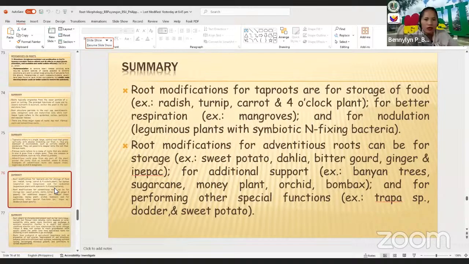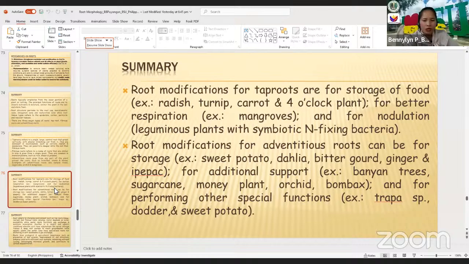For the root modification, taproots are for storage of food like the radish, turnip, carrot, and crotalaria plant. For better respiration, like the mangroves, and for nodulation, like the leguminous plants with symbiotic nitrogen-fixing bacteria. For the modification of adventitious roots, it can be for storage, like the sweet potato, dahlia, bitter gourd, ginger, and ipepak. For additional support function, it's for banyan trees, sugarcane, money plant, orchid, and the bambax.